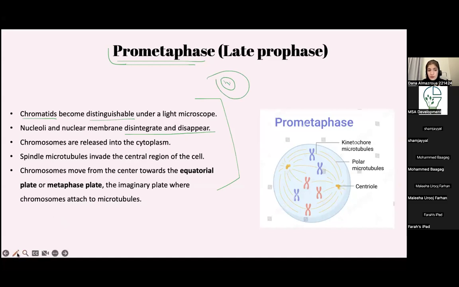So what happens in prometaphase is this nuclear membrane disintegrates because we no longer have it. So now the chromosomes will go all over the place, all over the cytoplasm. So now it's easier for the cells to divide.